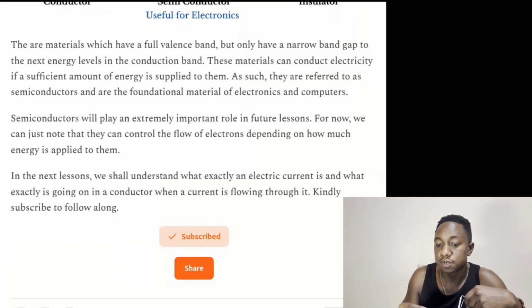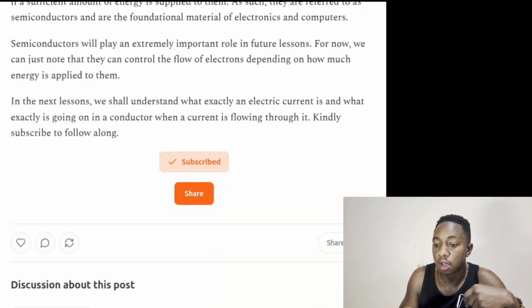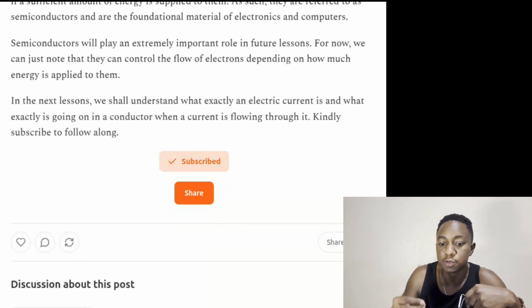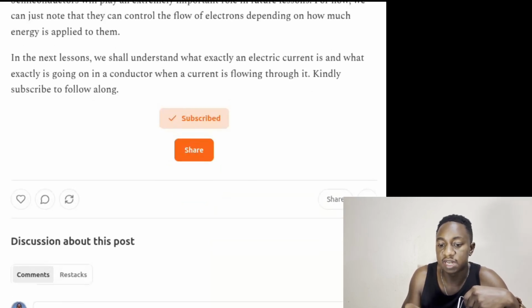Semiconductors will play an extremely important role in future lessons. For now, we can just note that they can control the flow of electrons depending on how much energy is applied to them. In the next lesson, we shall understand what exactly an electric current is and what exactly is going on in a conductor when current is flowing through it.